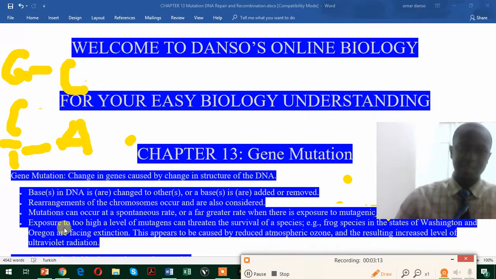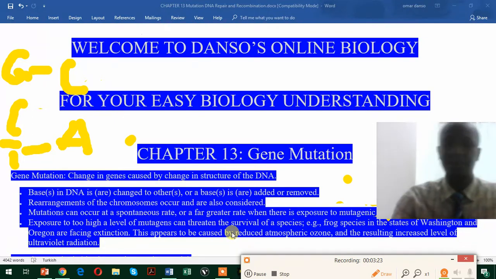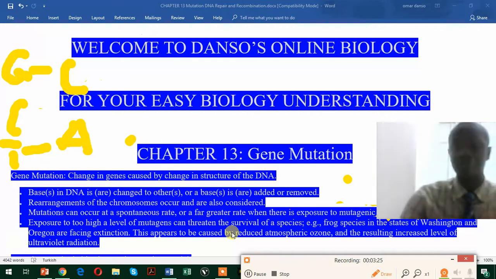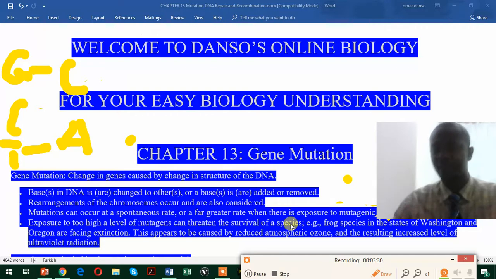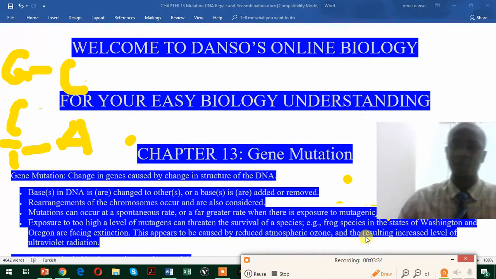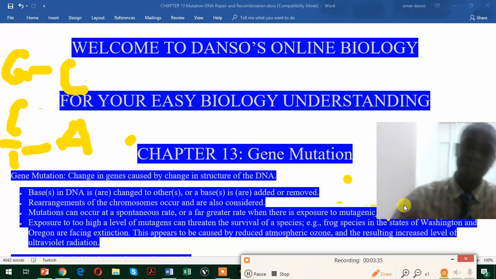So we also understand that, like as I said, if you are exposed to too high a level of mutagen, that is those chemicals, they can threaten the survival of a species. Those chemicals, because when mutation happens, some mutations are very detrimental to the survival of a species or a particular organism. So we have seen this case study of a frog species that are found in America, Washington, and Oregon.